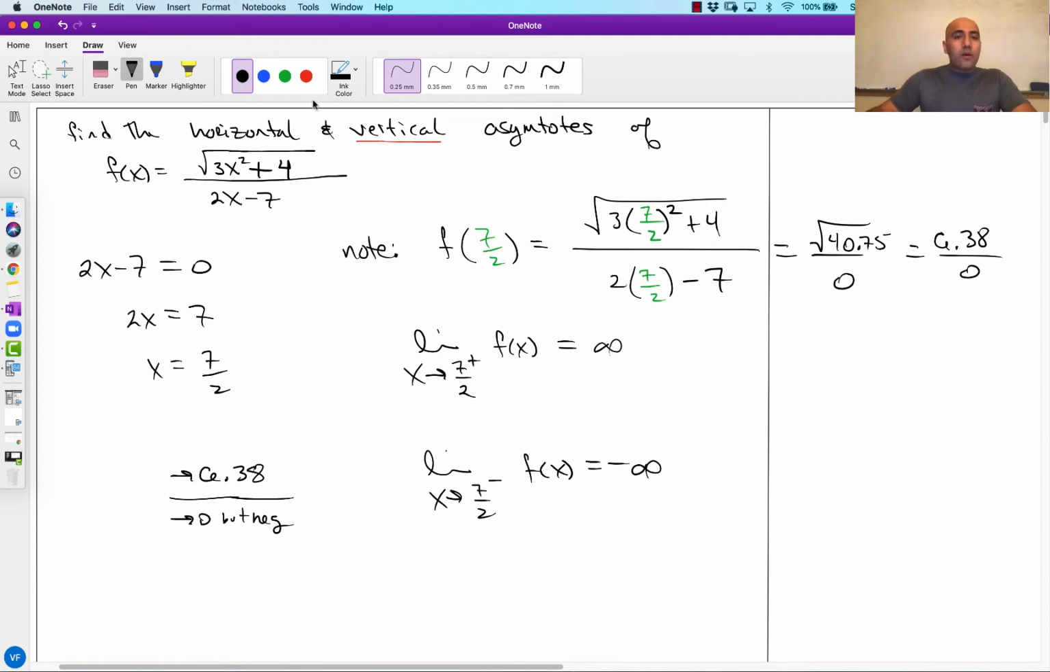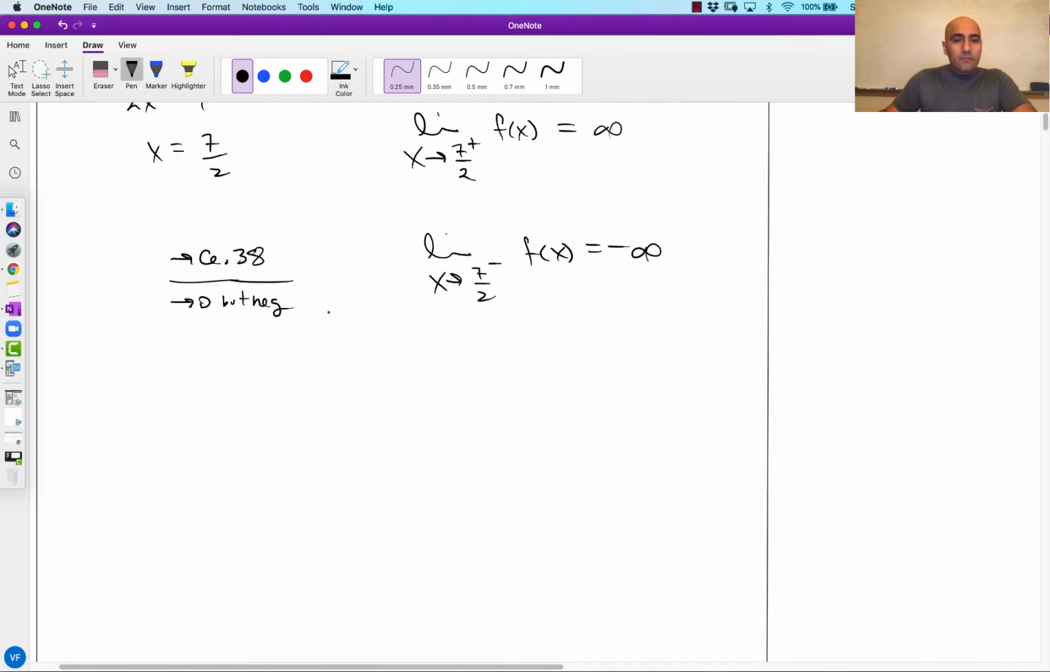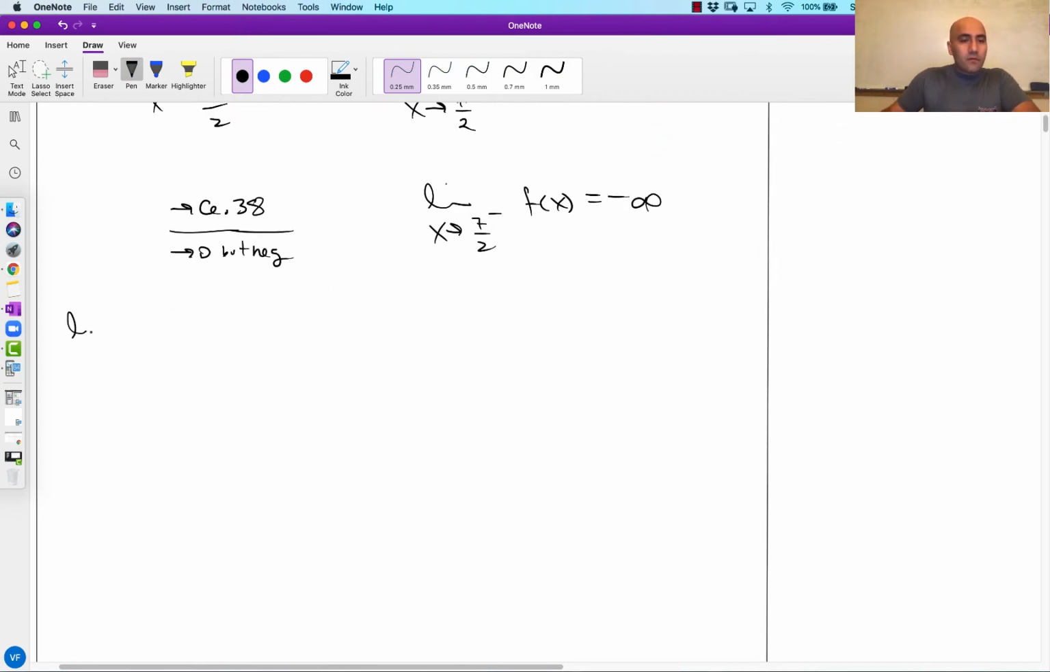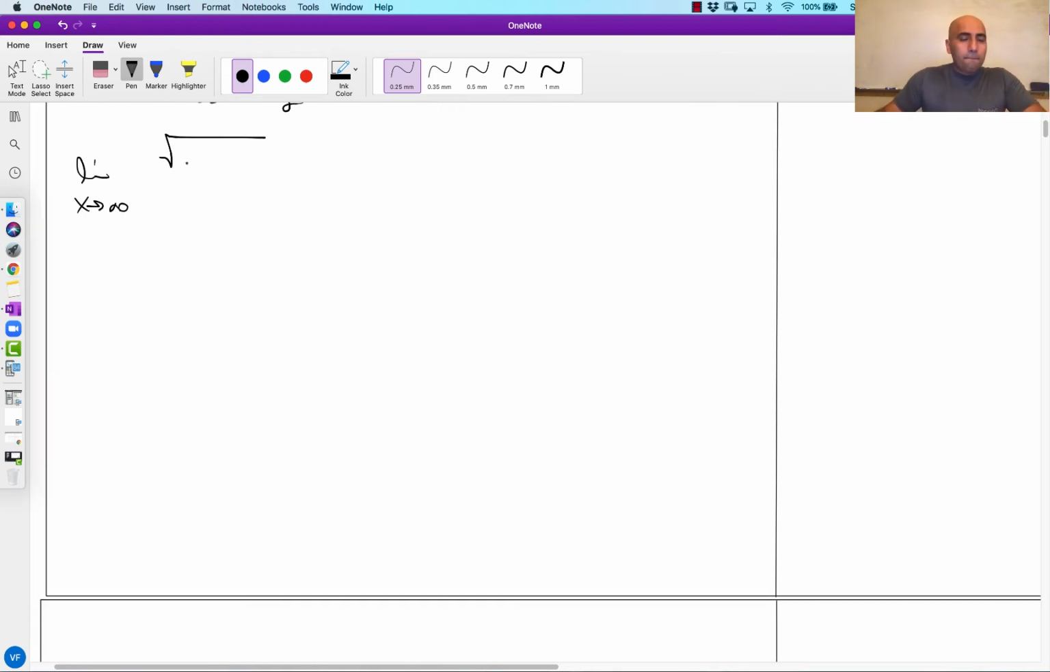Okay, but then what about horizontal asymptotes? Well, we want to do a similar trick to before. So let's find the limit as x approaches infinity of the square root of 3x squared plus 4, divided by 2x minus 7.